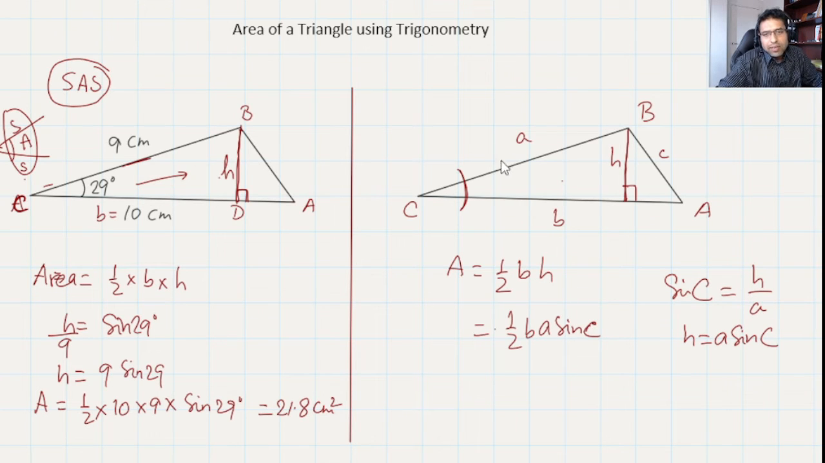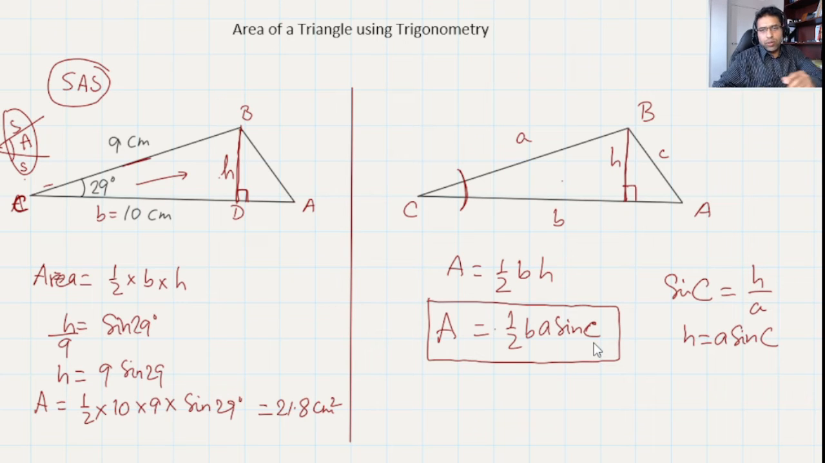So it means the same. When we have two sides and the angle in between is given, you just need to multiply half times side times side times sine C. So this is the commonly used formula to get the area of a non-right angle triangle in the SAS system. So let's have a look at another two examples.